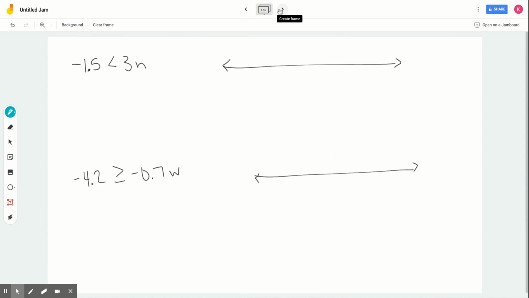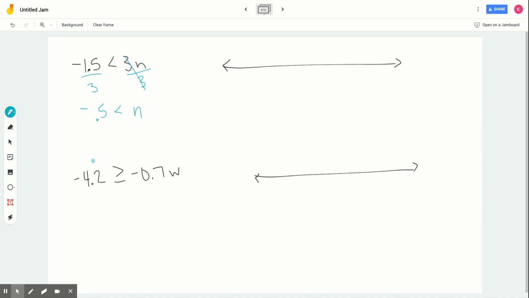Looks like we have two more on the guided notes for 4.3. So here we see that negative 1.5 is less than 3n. 3 and n are being multiplied, so we must divide by 3 instead. Negative divided by a positive is a negative, and 1.5 divided by 3 is 0.5 or 1/2. 3n divided by 3 is simply n. Since we divided by a positive number, we leave the inequality symbol alone.